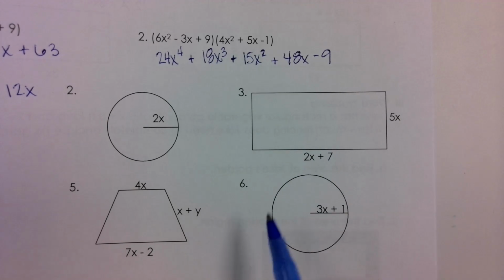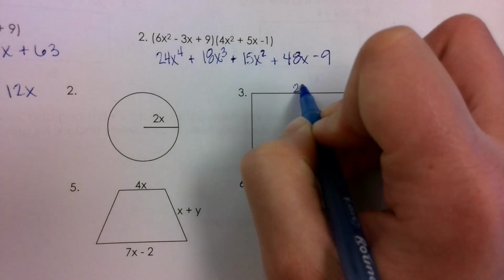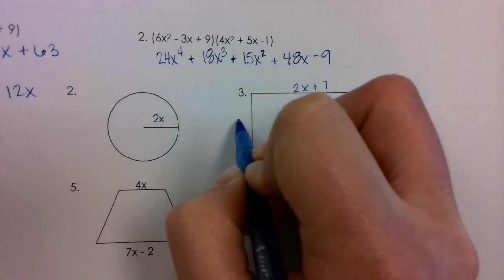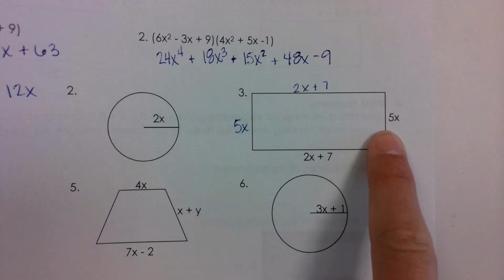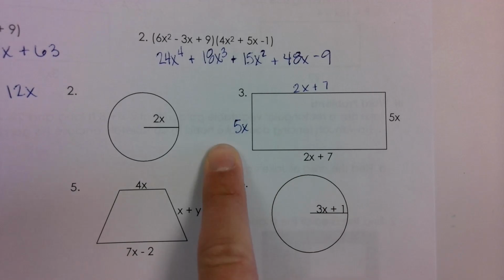Label them. So what would this top side be? 2x plus 7. What would the other missing side be? 5x. Good. And then we gotta add it all together. So we could basically just combine like terms here, right? So 2 plus 5, 7 plus 2 more, 9 plus 5, 14, so we got 14x.